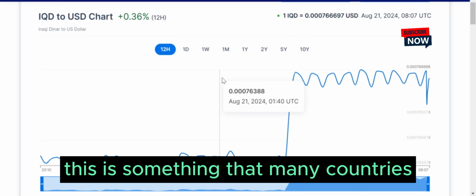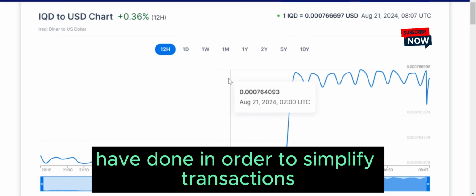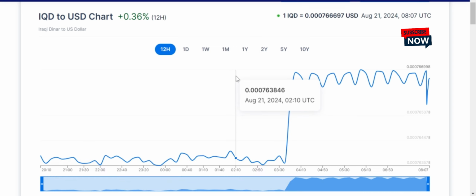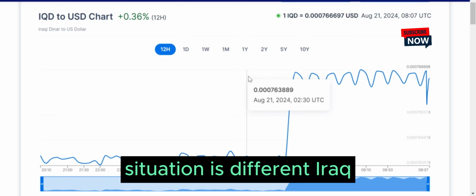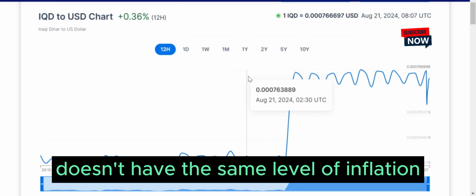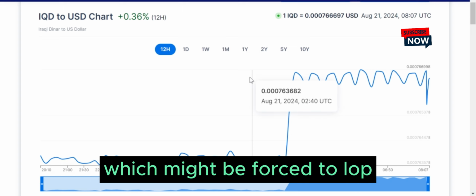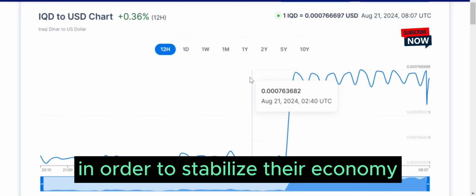This is something that many countries with hyperinflation or unstable economies have done in order to simplify transactions and restore confidence in their currency. However, in the case of Iraq, Mr. Sami is arguing that Iraq's situation is different. Iraq doesn't have the same level of inflation as some of its neighboring countries, which might be forced to lop off zeros from their currency in order to stabilize their economy.